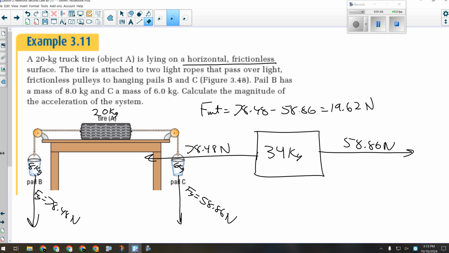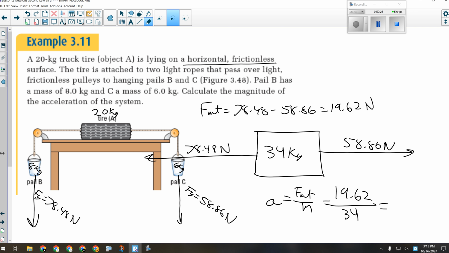Okay, how do I calculate the acceleration of the system? Does this formula still work? What mass do I use? What's the mass of the system? 6 or 34, right? I have to use the 34 here. The mass of the system is 34 kilograms. So I'm going to get 19.62 divided by 34 kilograms. Now I'm going to get my acceleration, because it's accelerating the whole thing.